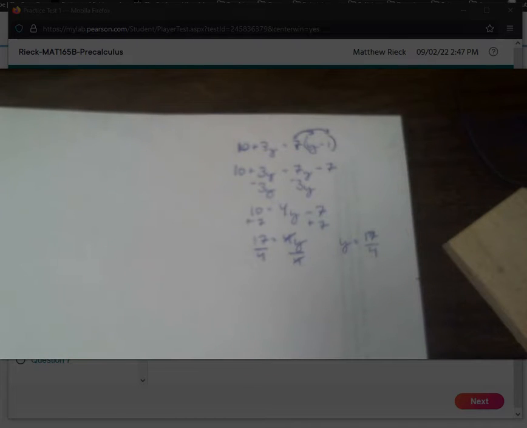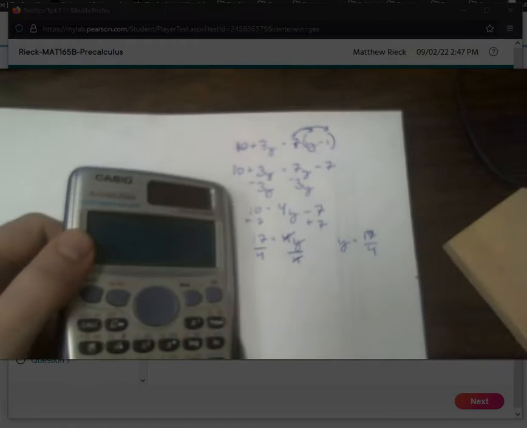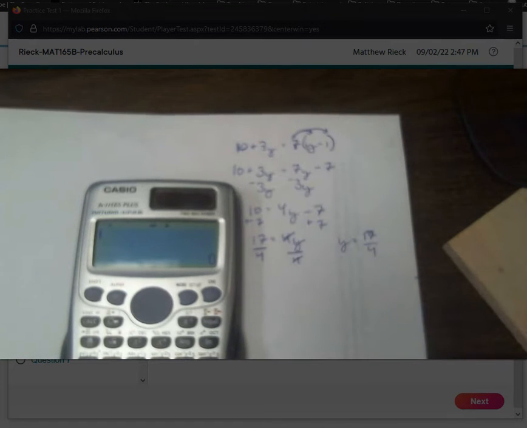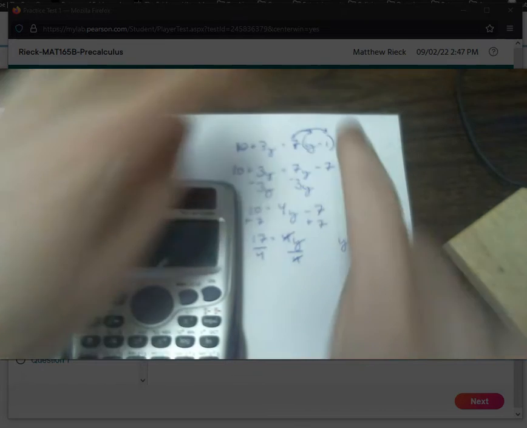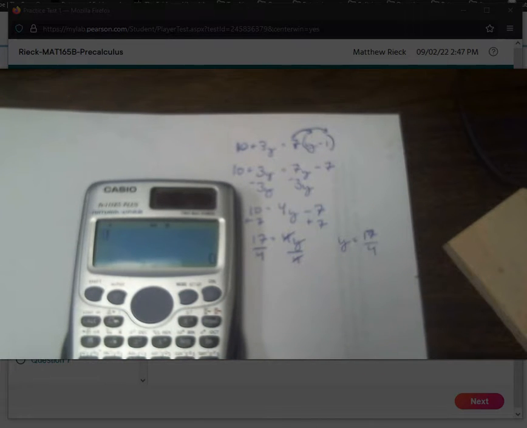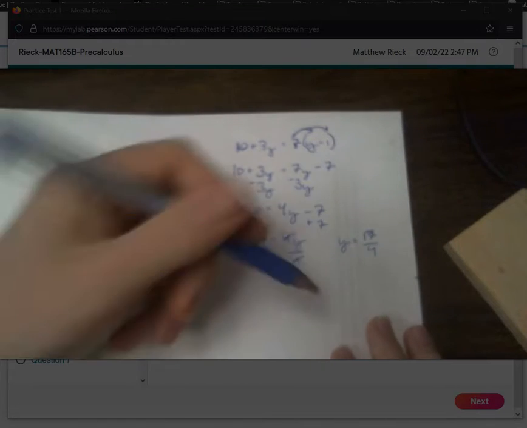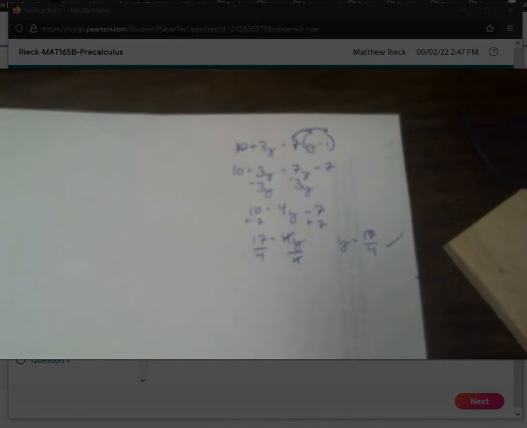All right, and again, these questions are really nice because they have a built-in way that you can check. If I plug in 17 over 4 for y, I should end up with the same thing on the left-hand side as on the right-hand side. So if I take 10 plus 3 times 17 over 4, I end up with 22.75. And if I take 7 times 17 over 4 minus 1, I end up with 22.75. So I end up with the same thing on both sides of the equal sign, which means that I have a solution to my equation.